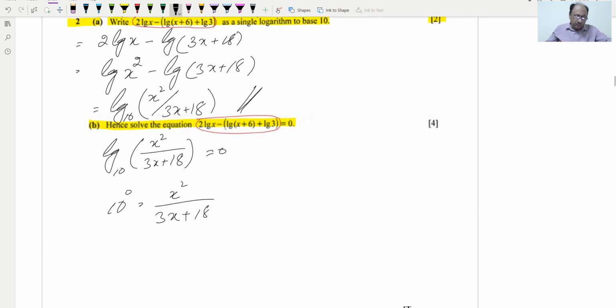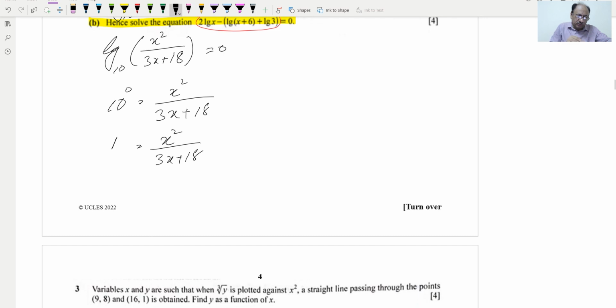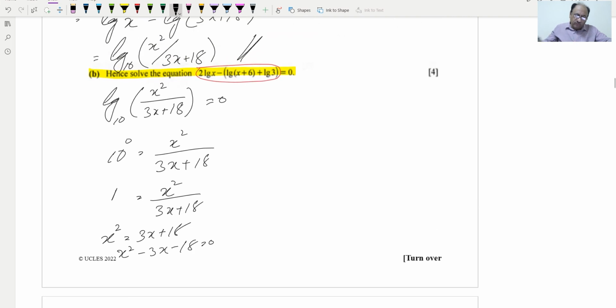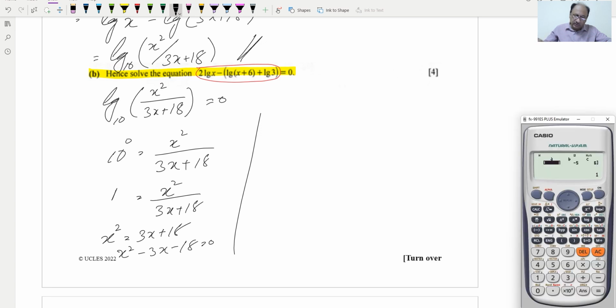10 raised to 0 we know is equal to 1, so 1 is equal to x square over 3x plus 18. Cross multiplication will give us x square is equal to 3x plus 18, and we can form the quadratic equation x square minus 3x minus 18 is equal to 0. Now we can solve this quadratic equation.